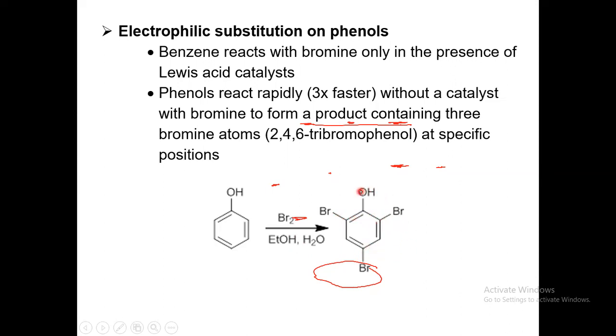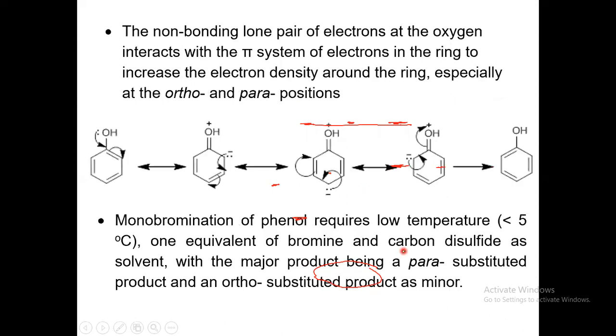No. The oxygen here has lone pairs. We call them non-bonding electrons. Now that non-bonding electron pair will contribute to the pi system of electrons. So the electron density of the pi system here will be enhanced by the lone pairs. Now, the enhancement occurs at specific locations in the ring. Those specific locations are the ortho and para positions. That is why the substitution occurs on the ortho and para positions. So these are structures to illustrate how it happens.